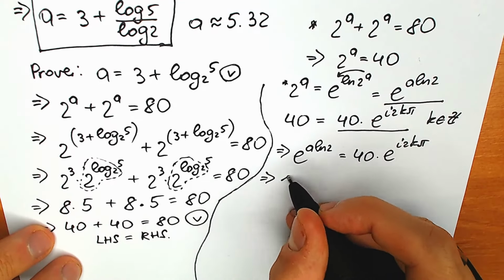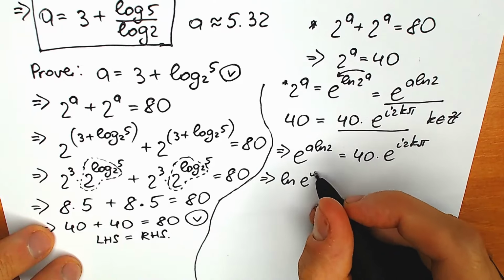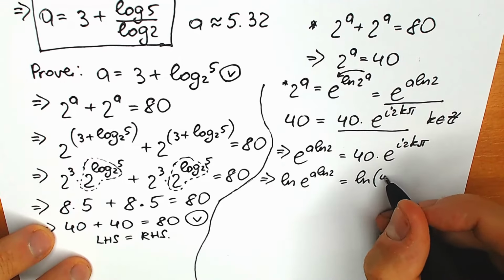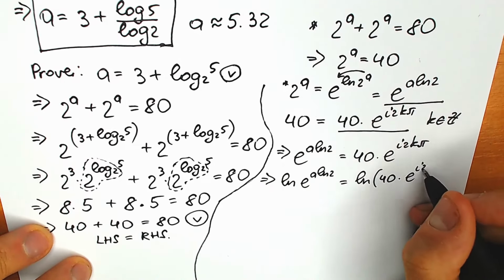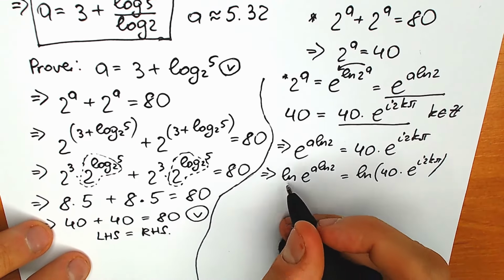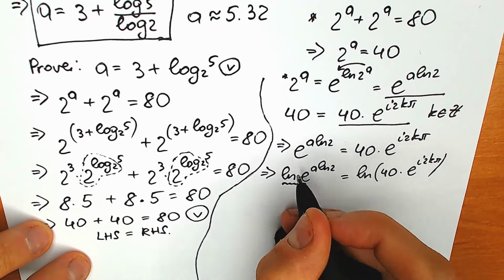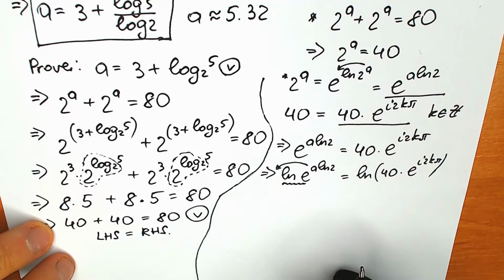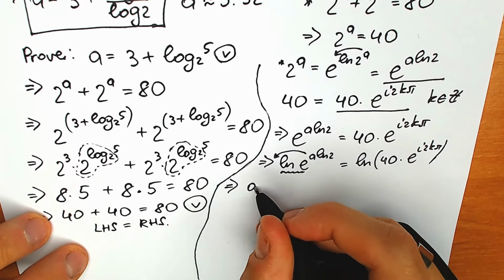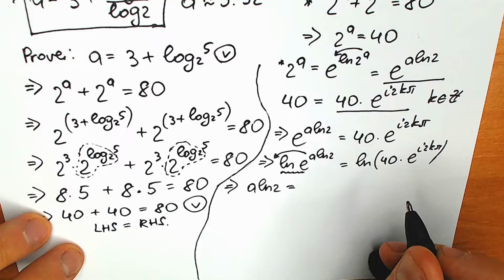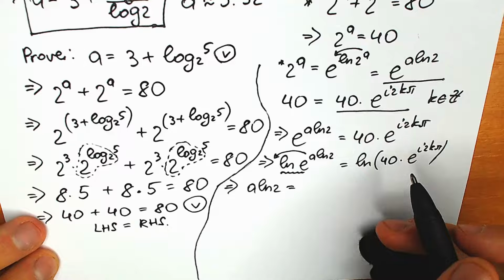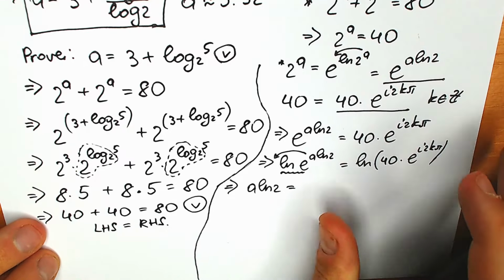So let's do it. So natural log of e to the power a natural log 2 equal to natural log of 40 times e to the power i 2k pi. Okay, really great. Right now, this natural log equals 1, and this power we can write in front of it in terms of the same rule. So we have a natural log 2 equal to, right now, this log of a product we can write as a sum of two logs according to the same property.